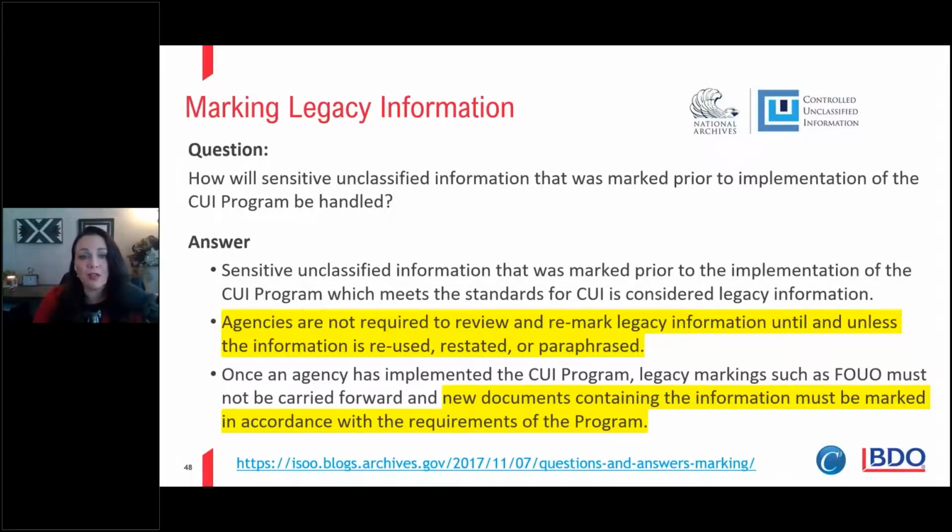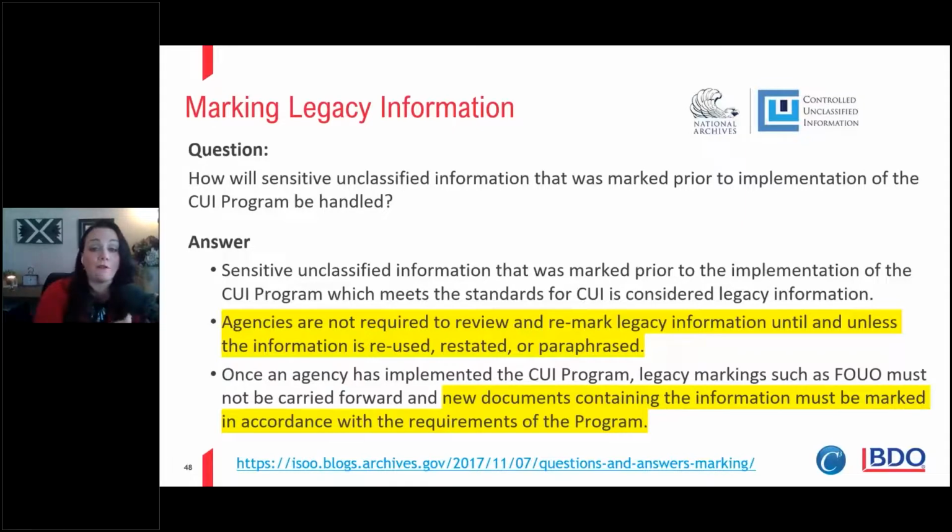How will sensitive unclassified information that was marked prior to the implementation of the CUI program be handled? So there's a couple of different things on that. Let's say we take, for example, an FOUO document, and they never go back and never touch it ever again. Are they required to go back and take this old legacy document they never edited and reopen it and make it CUI? The answer there is no. If they never open up this old FOUO document or look to change it, it may stay FOUO forever.